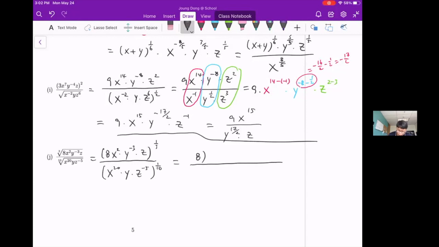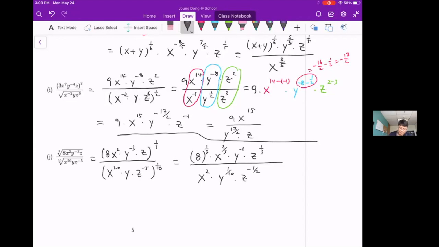8 to the 1/3, right? And x to the 2/3, and y to the negative 3 times 1/3, which is negative 1, and z to the 1/3 now. That's it. Denominator, x to the 20 times 1/10, right? Which is 20/10, which is 2, and y to the 1/10, and z to the negative 5 times 1/10, which is negative 1/2. Almost there, right?